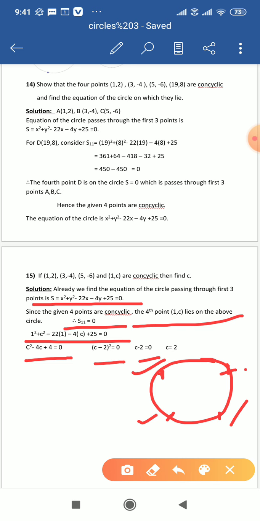Okay. This is also very important. These 3 problems are very important in our IPE for 7 marks. That is the 18th question. The first one is the equation of the circle passing through 3 points. The second one is show that the 4 points are concyclic. The third one is if the 4 points are concyclic, find c. For these 3 problems, you first find the equation of the circle passing through the first 3 points.